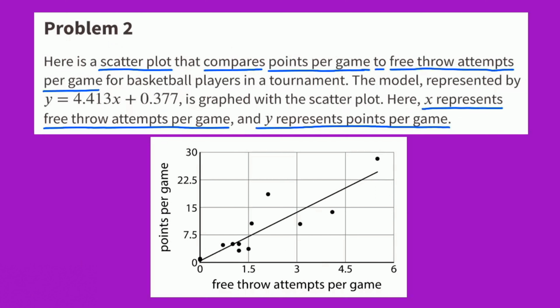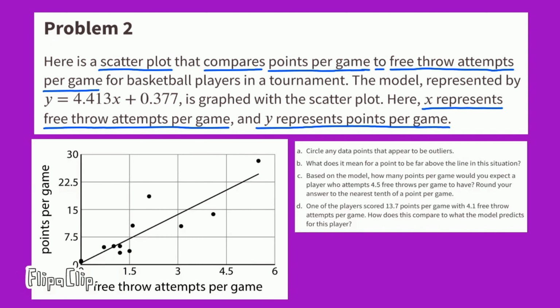Problem number 2. Here is a scatter plot that compares points per game to free throw attempts per game for basketball players in a tournament. The model, represented by y equals 4.413x plus 0.377, is graphed with the scatter plot. Here, x represents free throw attempts per game and y represents points per game. A. Circle any data points that appear to be outliers. I notice this one outlier.